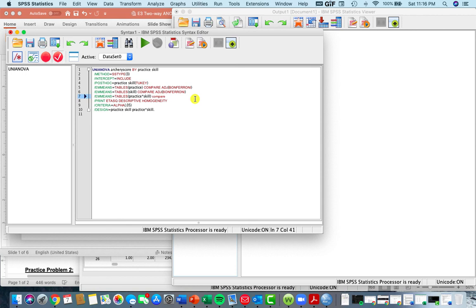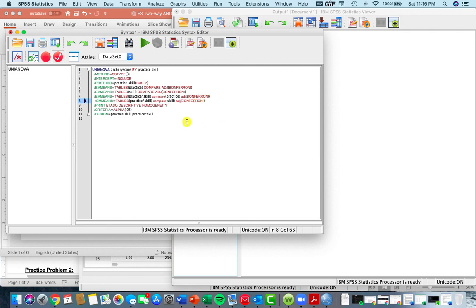So this is where we have to edit the syntax. We're going to put compare, and then parentheses, and then basically you just pick either practice or skill. I'm going to pick practice because that was first. And then you're going to put ADJ Bonferroni. Okay, make sure you spell it right. And then you're going to press enter. And then all you're going to do is copy that line, paste it in the line below, and then change out the variable you put in the first time with the other variable.